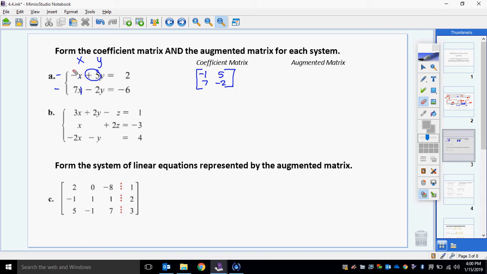Next is the augmented, so copy down exactly the coefficients: -1, 5, 7, and -2. But then I have this dotted line here showing the equal sign, and I need to put 2 in the first row and -6 in the second row. And I would like you to please do part B.